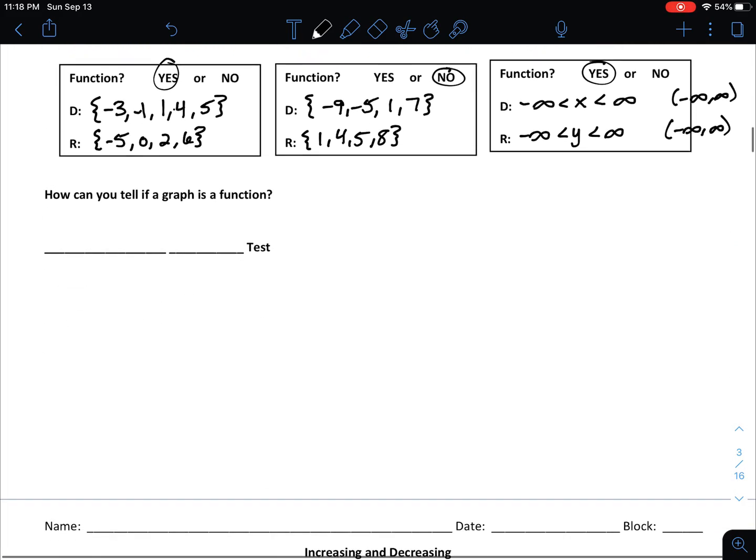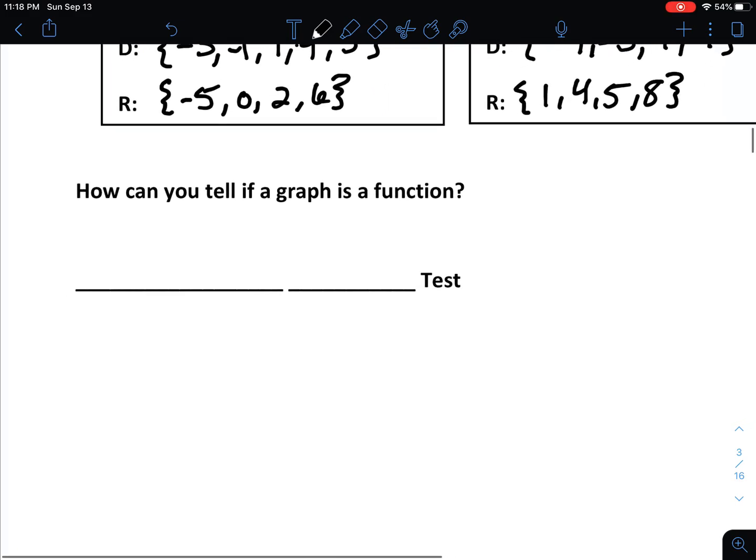All right. So very last thing, just a reminder, how can you tell if a graph is a function? Think about it for a second. We've done it a few times. That was the vertical line test.